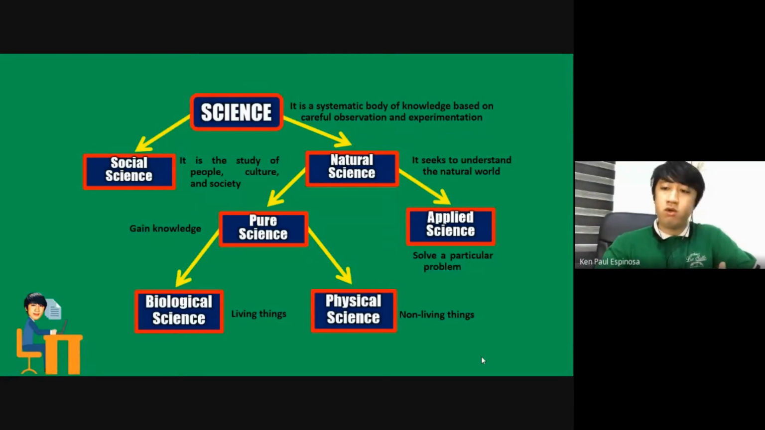Okay, so these are the important branches that you must understand before we proceed to the connection of science, technology, and society. So again, science is a body of knowledge that has undergone process based on careful observation and experimentation. Then, society is under social science, which pertains to the study of people, culture, and society. Then, as you can see my arrow, applied science pertains to technology.